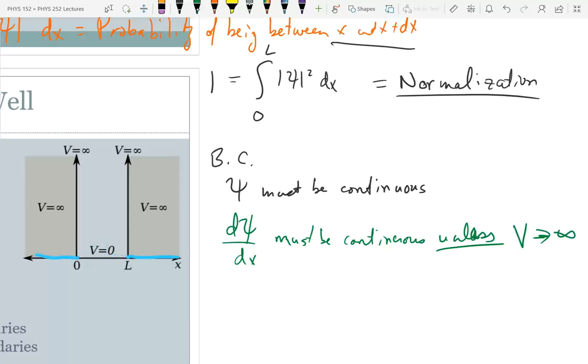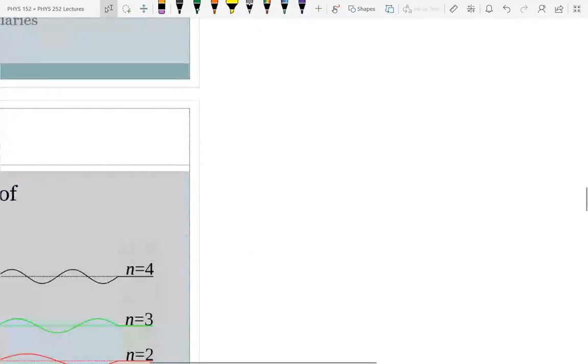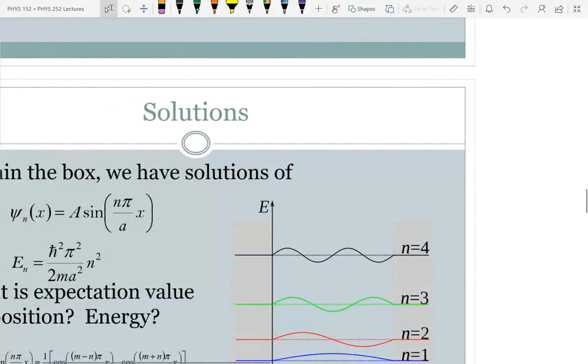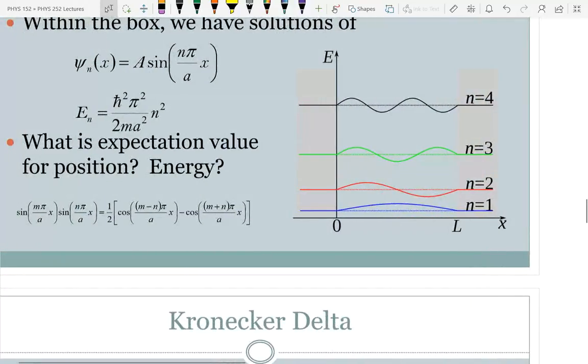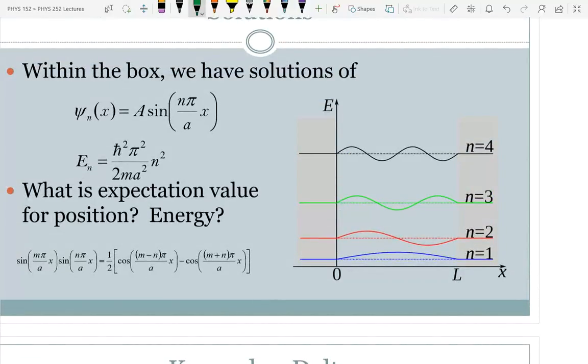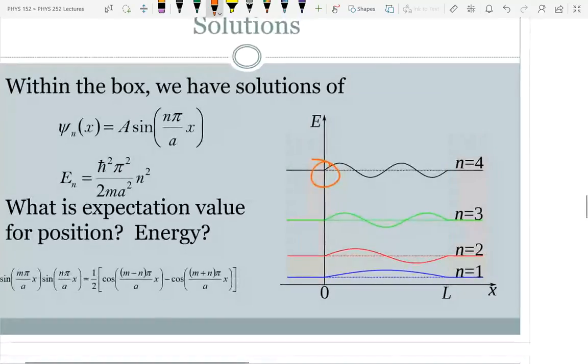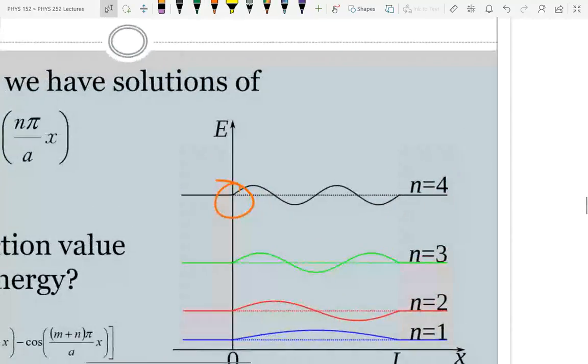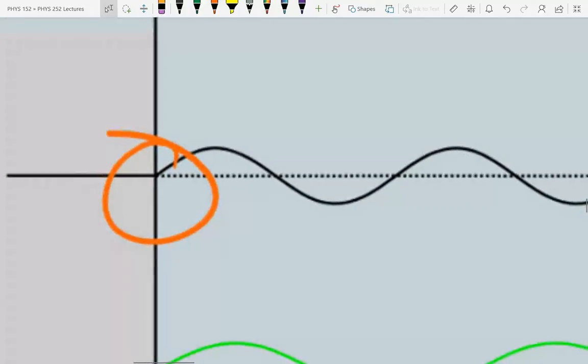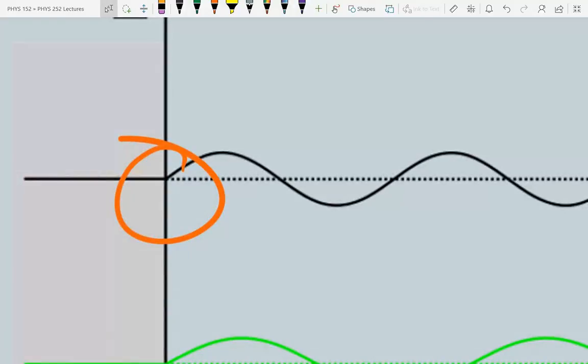So in this case, what did the solutions look like? The solutions look like this. And look, we clearly have a discontinuity in the derivative at that boundary. Right? So it violates that second boundary condition rule because it's an infinite potential.